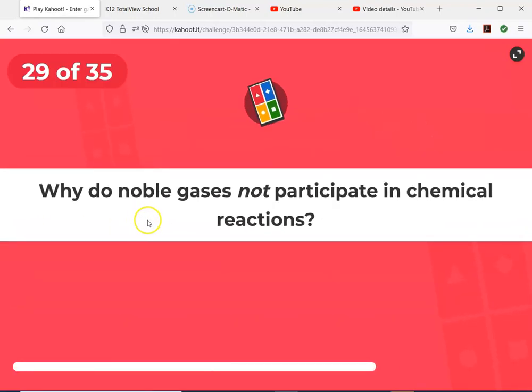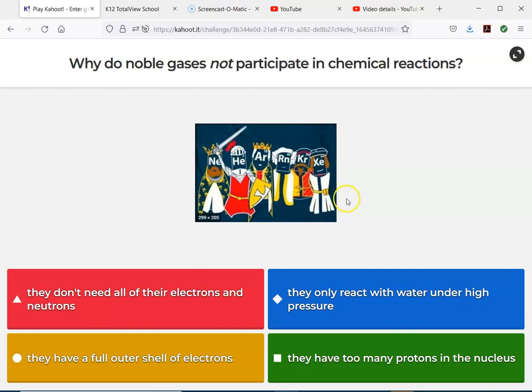Number 29, why do noble gases not participate in chemical reactions? Well, remember, noble gases are that very last column, group 18. They have 8 valence electrons. 8 valence electrons means they are already stable and they do not need to react. So they do not need all of their electrons and neutrons? Well, they do need them all.